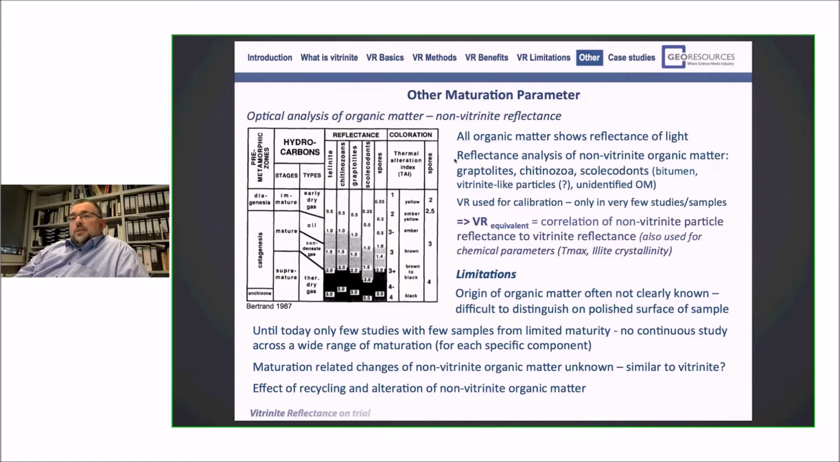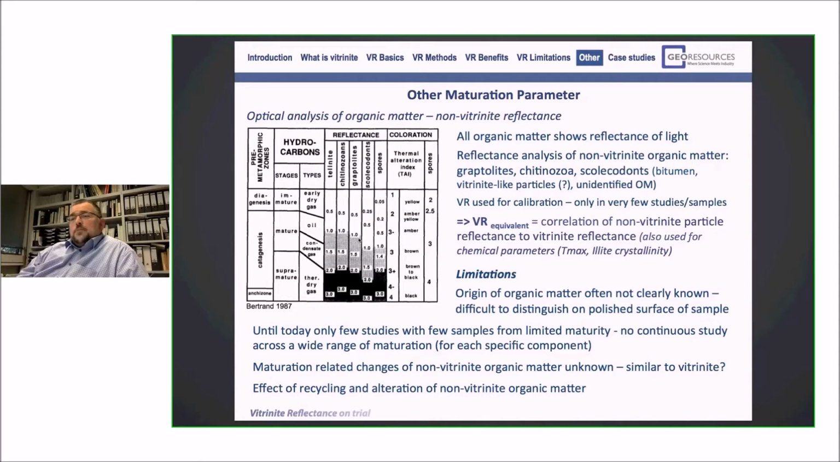For all these different types of organic matter, vitrinite is used for calibration. And this looks here in a work from Bertrand in 1987. It seems to be that the whole issue is solved. So we have telinite, which is a type of vitrinite. So this is our vitrinite here. And then we have the chitinozoans, graptolites, scolecodonts, spores. And they are already all correlated.